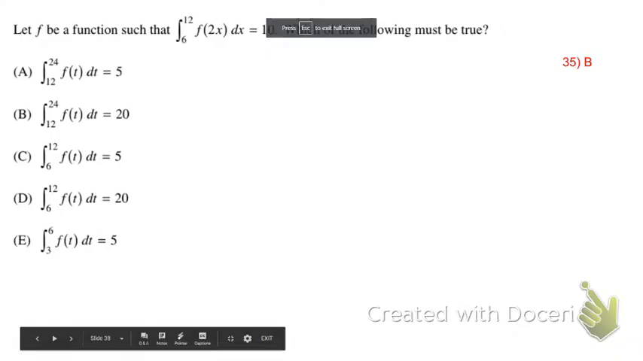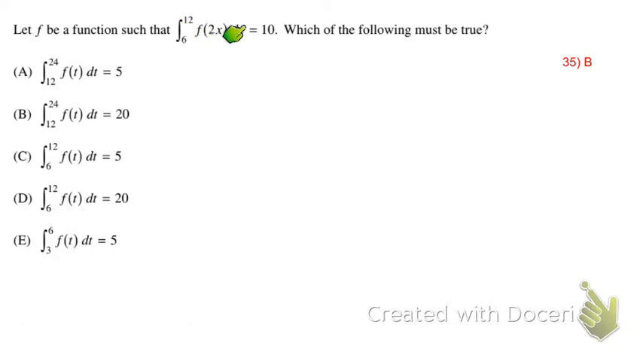This one says, let f be a function such that the integral from 6 to 12 of the function is equal to 10, which of the following must be true. I want you to start noticing the differences and similarities here. Notice that here we have f of 2x, and none of these have f of 2x. So I'm guessing I need to get rid of that 2x. Let's try it with a u substitution.